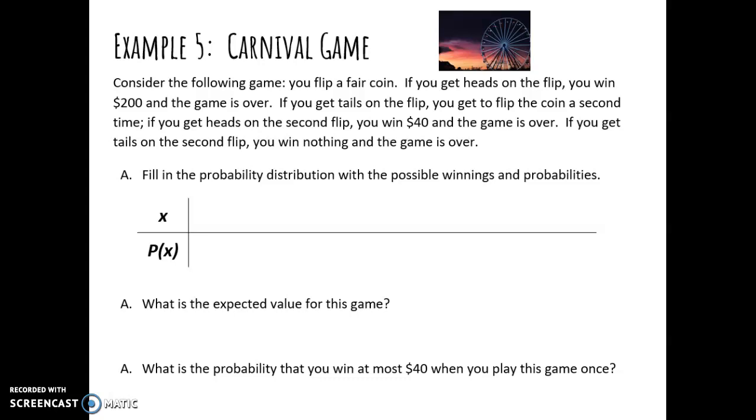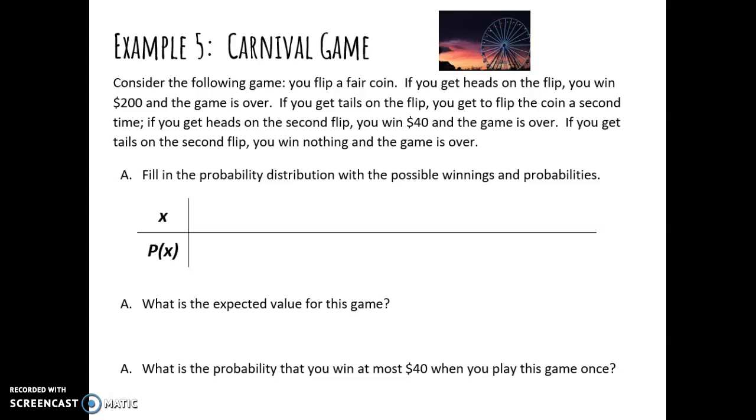Example 5, carnival game. Consider the following game. You flip a fair coin. If you get heads on the flip, you win $200, and the game is over. If you get tails on the flip, you get to flip the coin a second time. If you get heads on the second flip, you win $40 and the game is over. If you get tails on the second flip, you win nothing and the game is over.